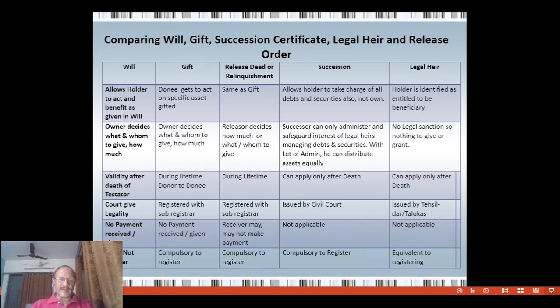Validity of will is after the death of the testator. Validity of gift is during the lifetime of the donor.